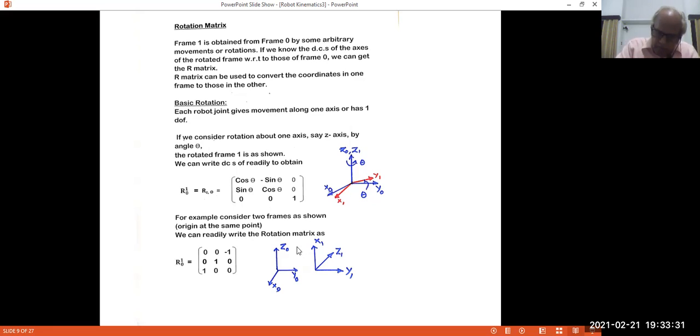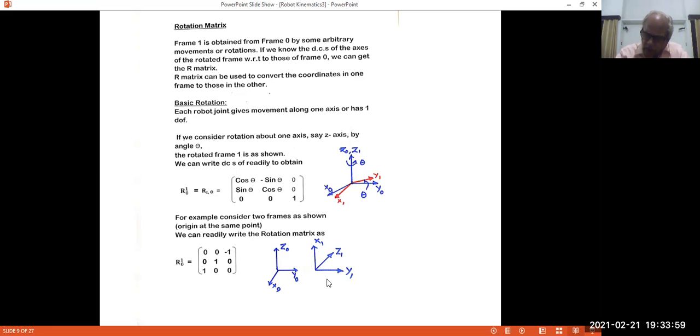Well, if you have two frames like this, you want to know the rotation matrix that relates these two. Applying the same definition, the only difference is, x1 is along z0. Okay, x1 is along z0, and has no components along x0, y0. Therefore, it is 0, 0, 1. And y1 is totally along this.